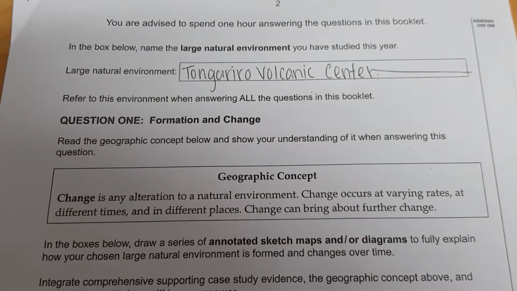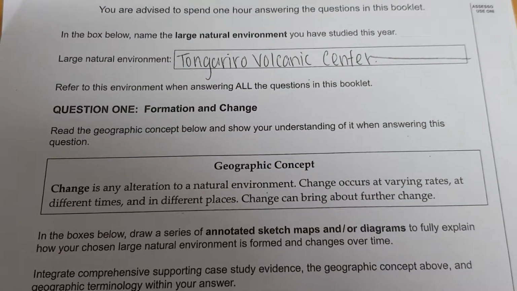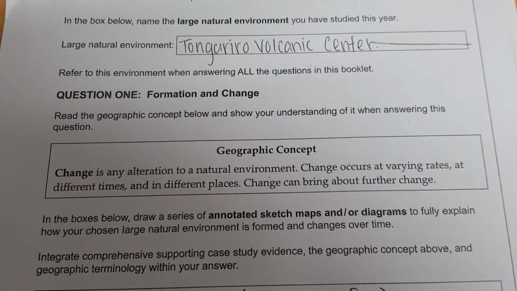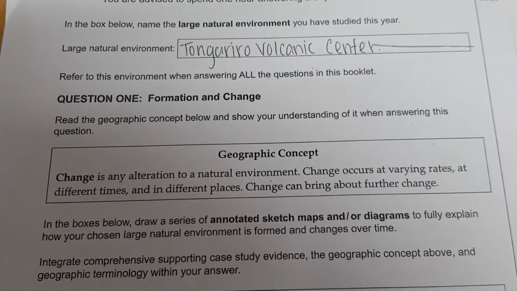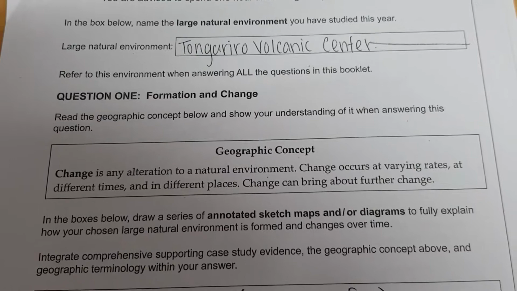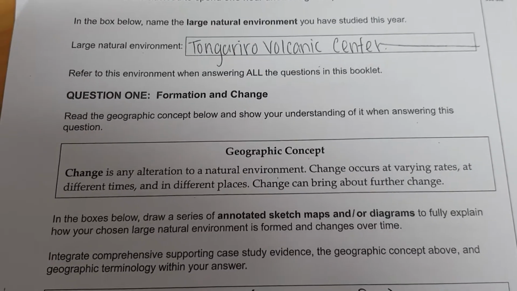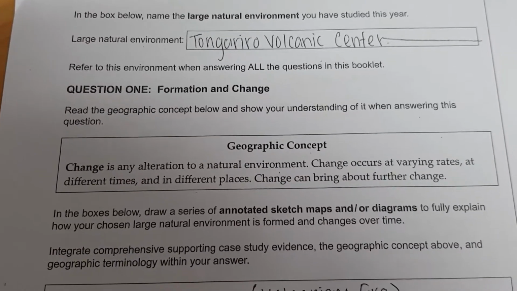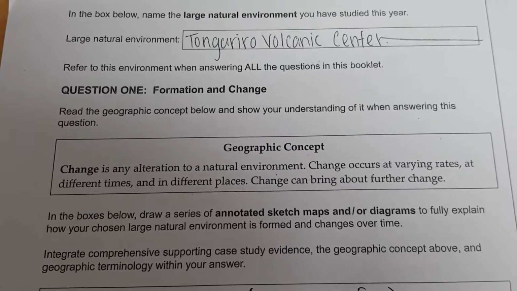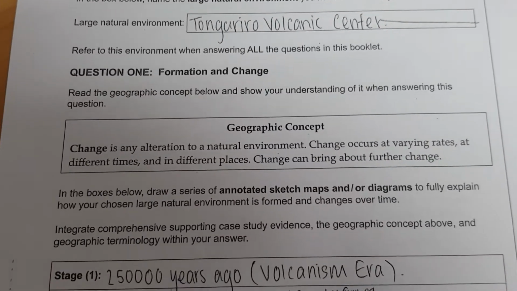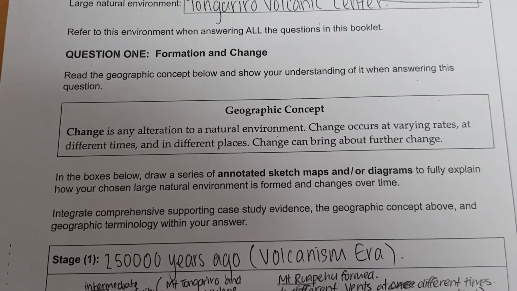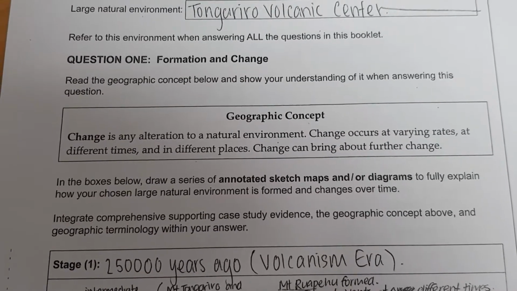One of the exam questions you're going to have a go at is what we call formation and change. This is a question that appeared many years, and it again is a similar type of question. Sometimes the wording's different. Sometimes you've got boxes to write in. Sometimes you've got only just lines to write about. But what you need to be able to do in here is to say how the TVC has changed over time.